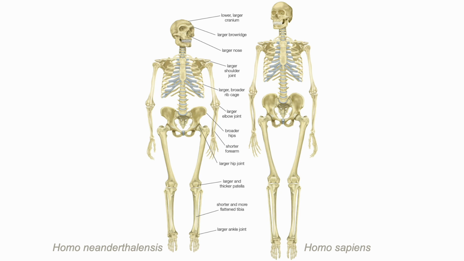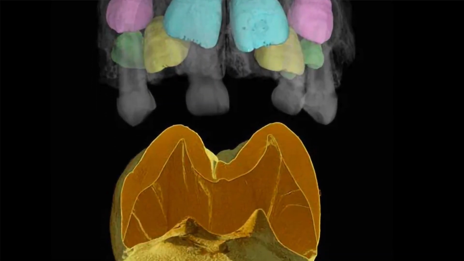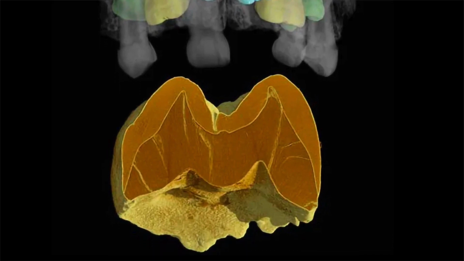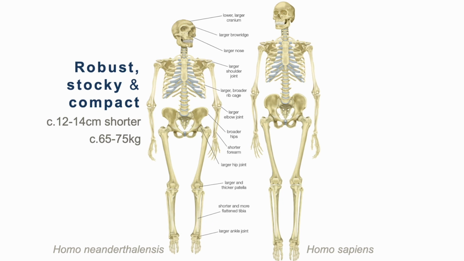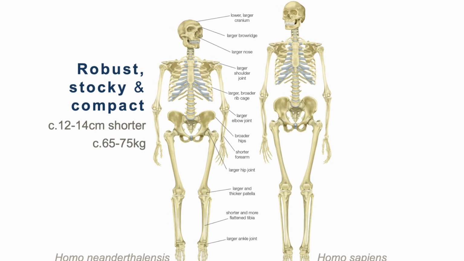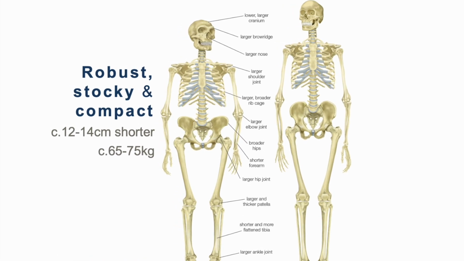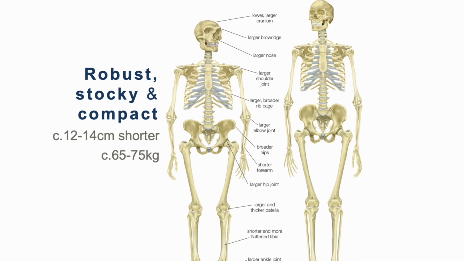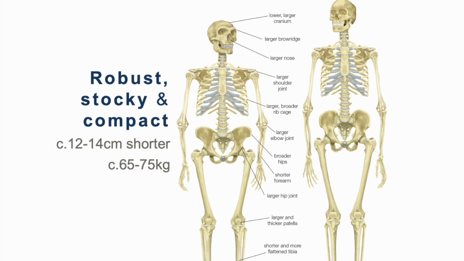For example, you can tell in a Neanderthal skull there are differences with regards to teeth. So Neanderthal teeth had a much larger pulp cavity than anatomically modern humans. In general, looking at the postcranial skeleton of Neanderthals, they had a robust, stocky and compact body, generally 12 to 14 centimeters shorter than we are today, weighing in somewhere between 65 and 75 kilograms.